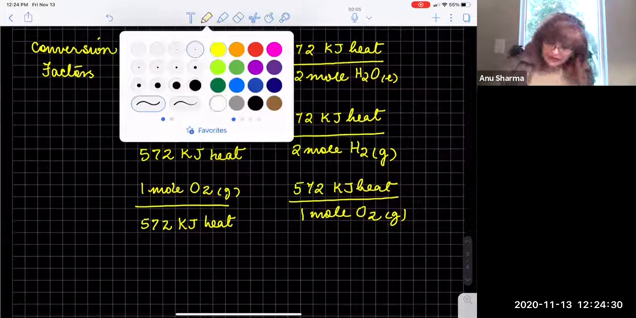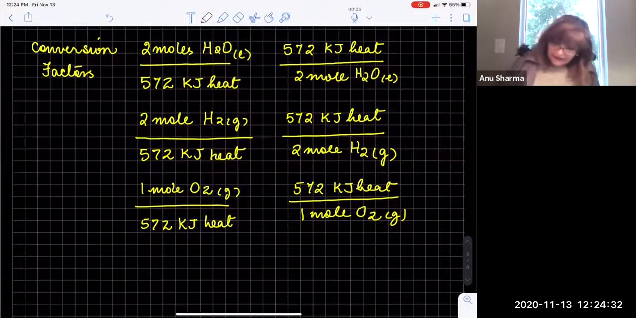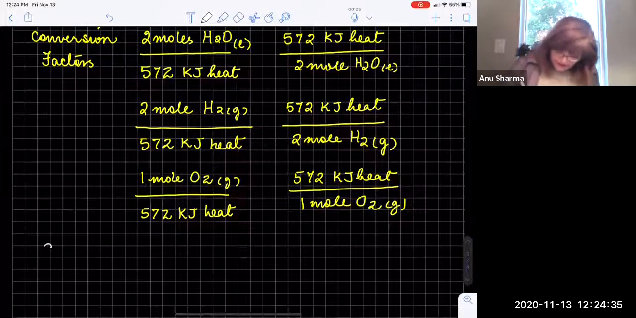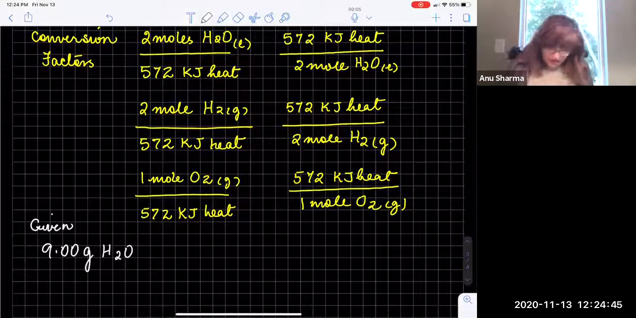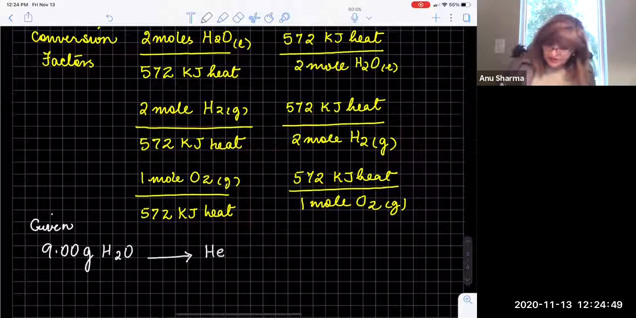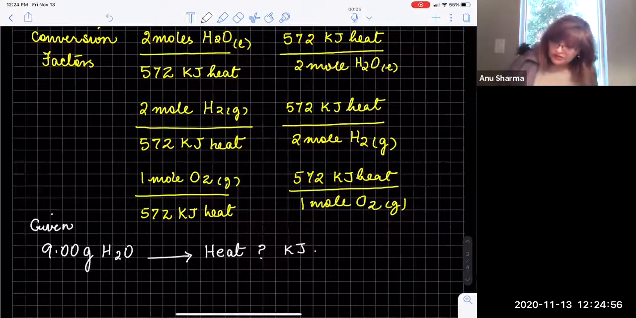So now let's look at this problem here. You are given 9.00 grams of water. This is given to you. And you are being asked how much of the heat is going to be released when you decompose 9 grams of water, and you want the heat in kilojoules.